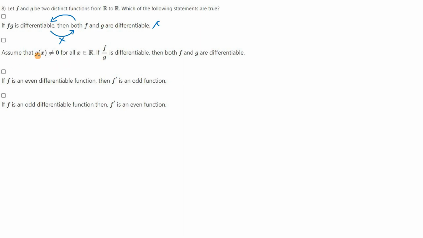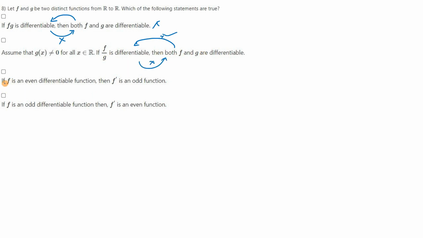Assume that g of x is not equal to 0 for all x belongs to R. If f by g is differentiable, then both f and g are differentiable. Again, the reverse is true. If f and g are differentiable, then f by g is differentiable, but the reverse will not be true. This is true, but the reverse is not true.